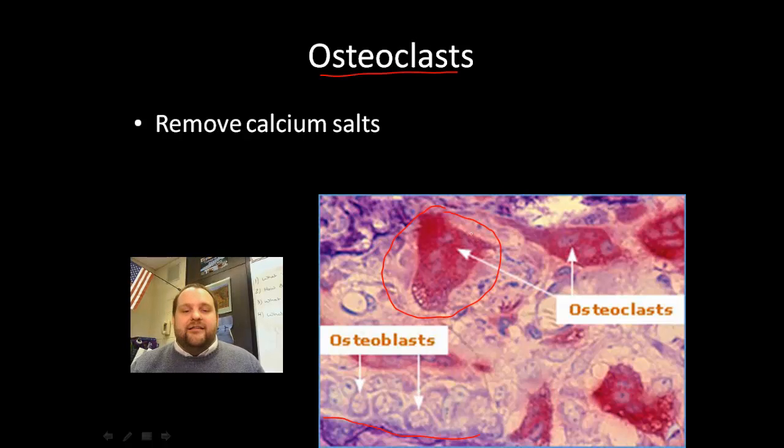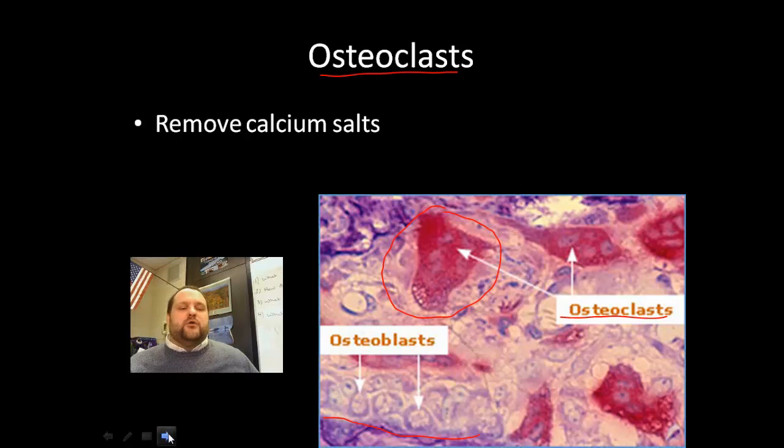Now, if this balance gets off, that could cause problems. If our osteoclasts are working too much, that can make our bones brittle, small, or have other problems. If our osteoblasts work too much, we could have problems in which we generate too much bone, and then we end up with large bone problems. So it's these cells all working together that develop and grow bone as our body grows.